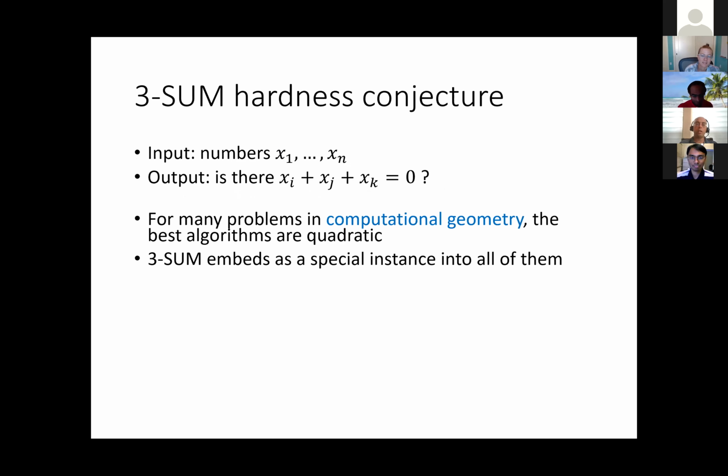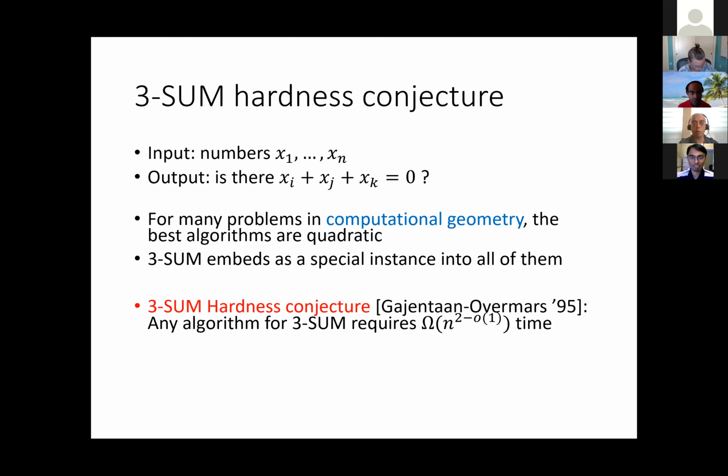Well, the reason is that it turns out that for many problems in computational geometry, the best algorithms that we know are also quadratic. And in addition, 3SUM embeds into them as a special instance. So there's a list of dozens and dozens of problems in computational geometry where, if you can beat quadratic time for any of them, then along the way we'll have to find a better than quadratic algorithm for 3SUM. So it seems like a very convenient target to study.